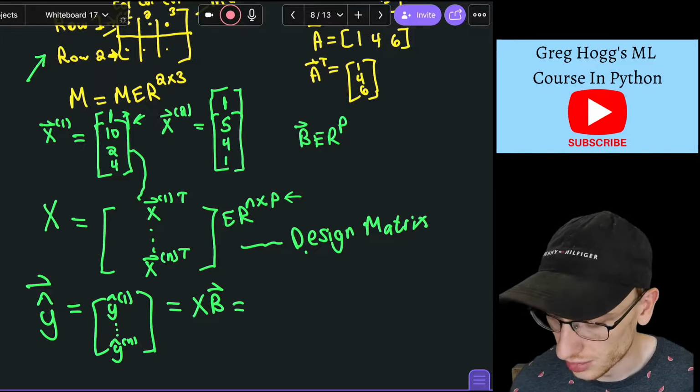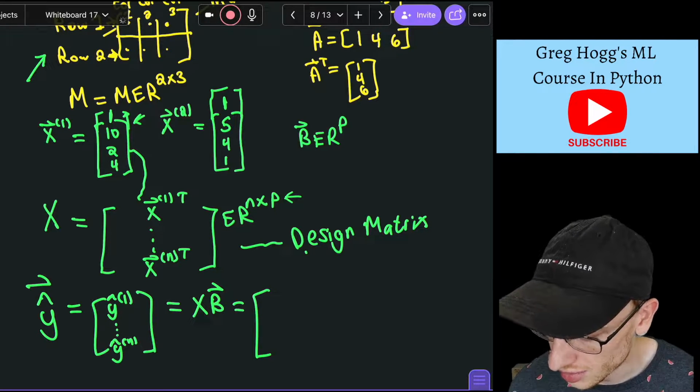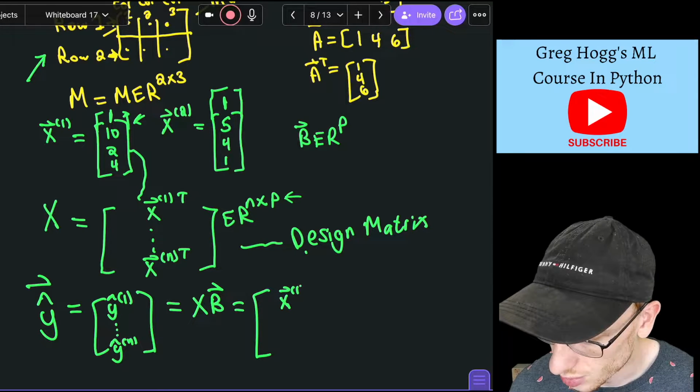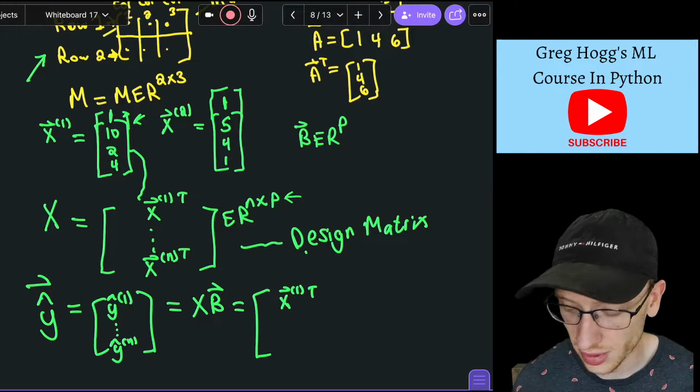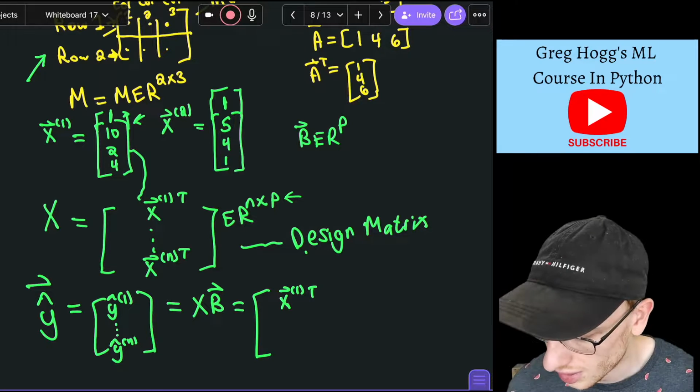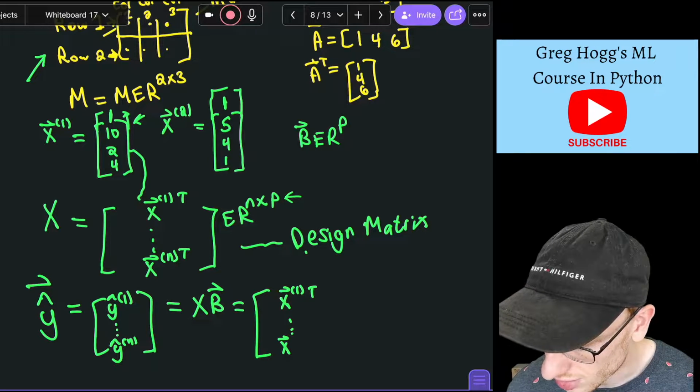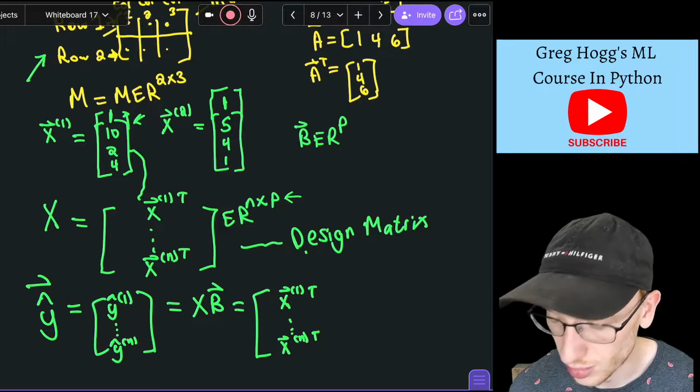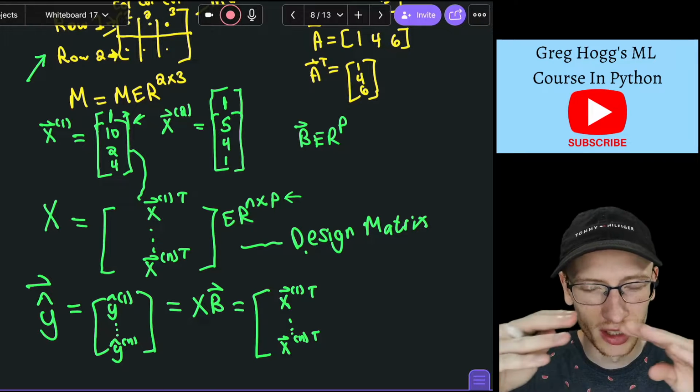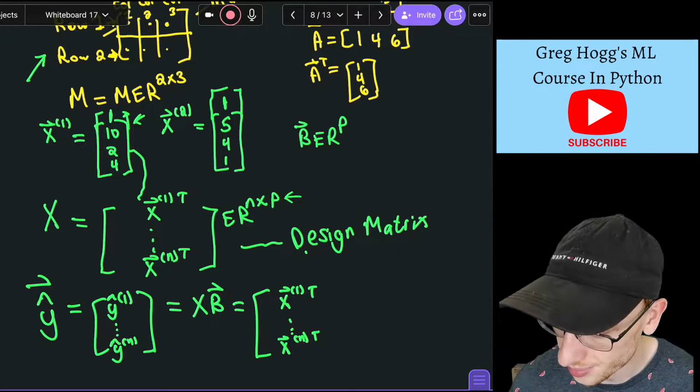So what is X? Well, it's just x1 transpose, so this is a row vector, and then all the way down until xn transpose. So don't get worried by this, it's just our rows, our information of stuff.